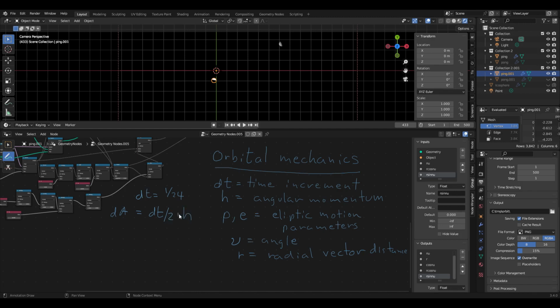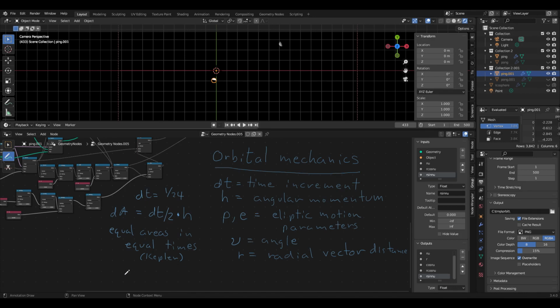So there's an angle, a radial vector distance. The ellipse has two focal points, and then the radial vector, that distance, is from one of those focal points, which is the location of the heavier object, and then r is the distance from that heavier object to the small object that's orbiting around it.